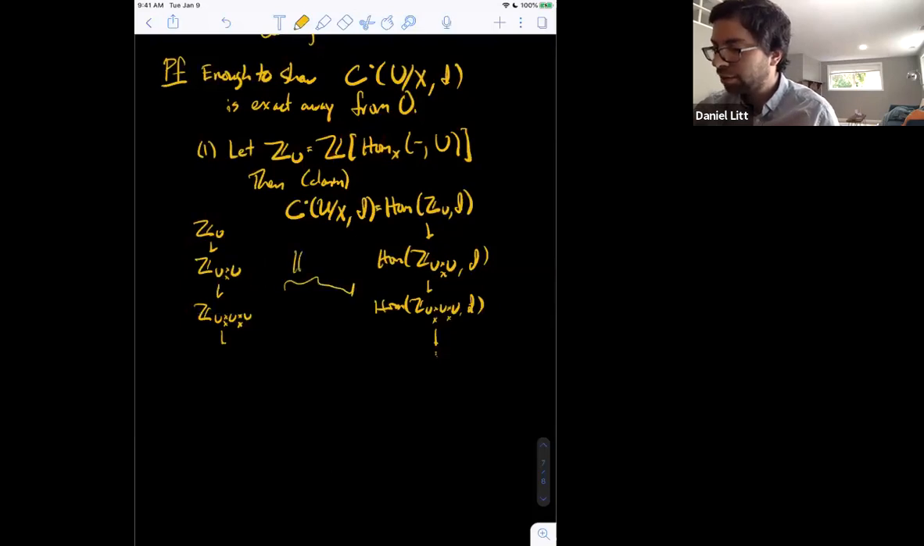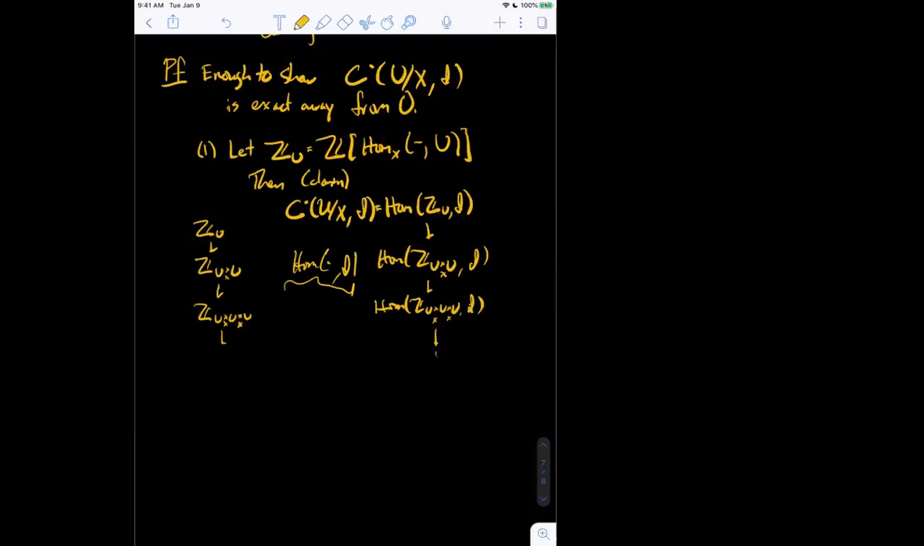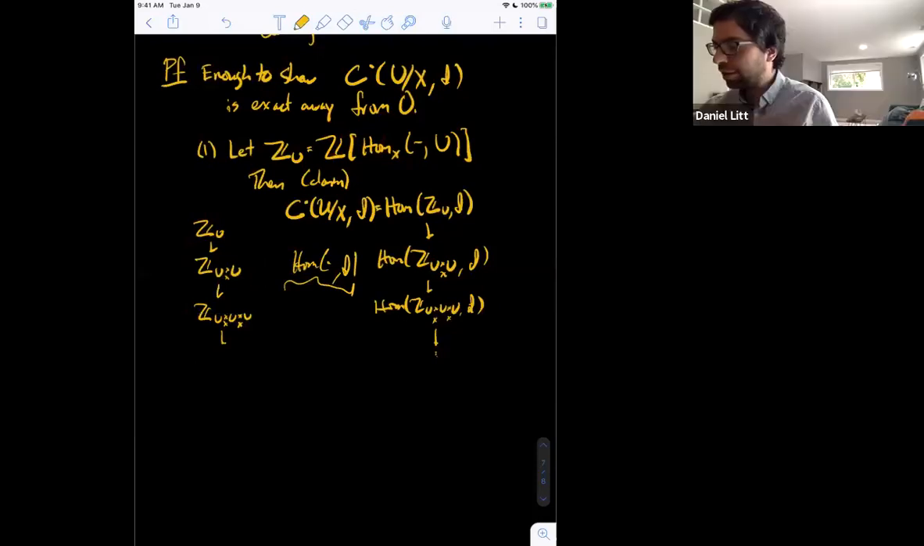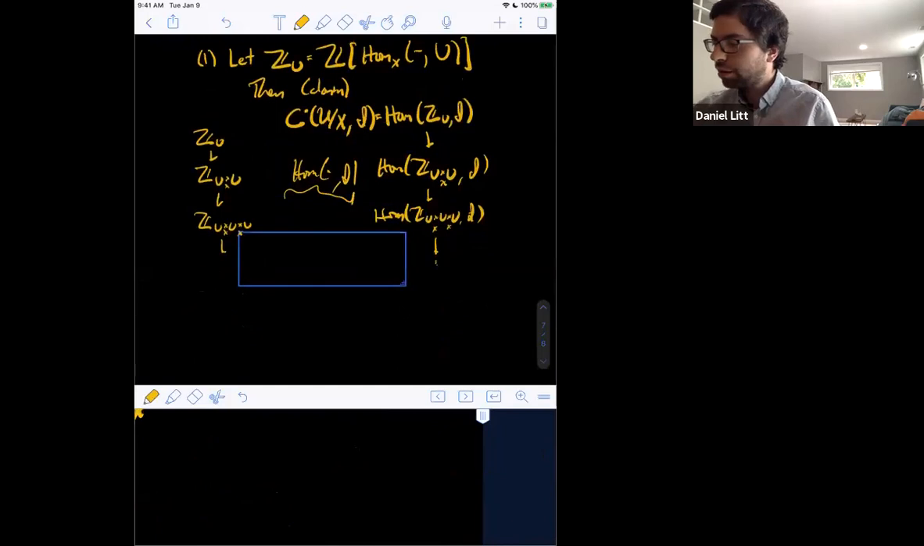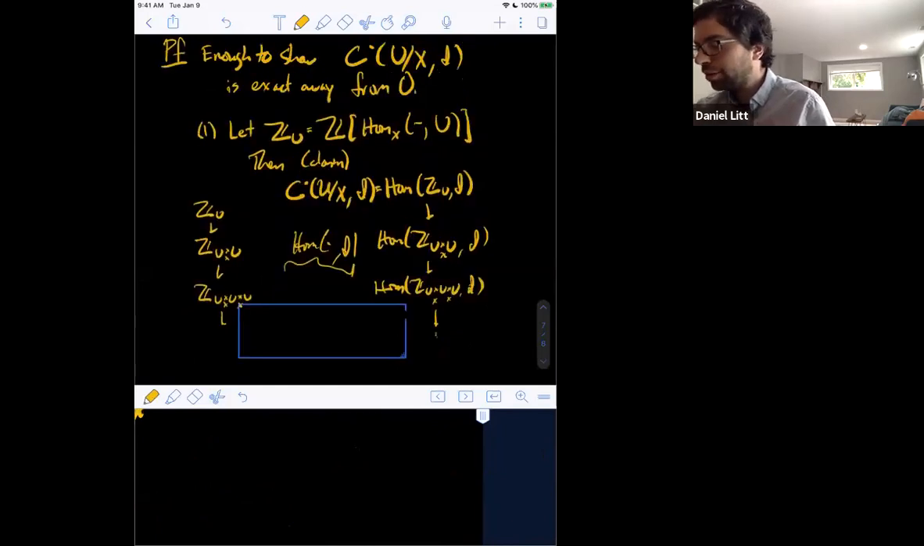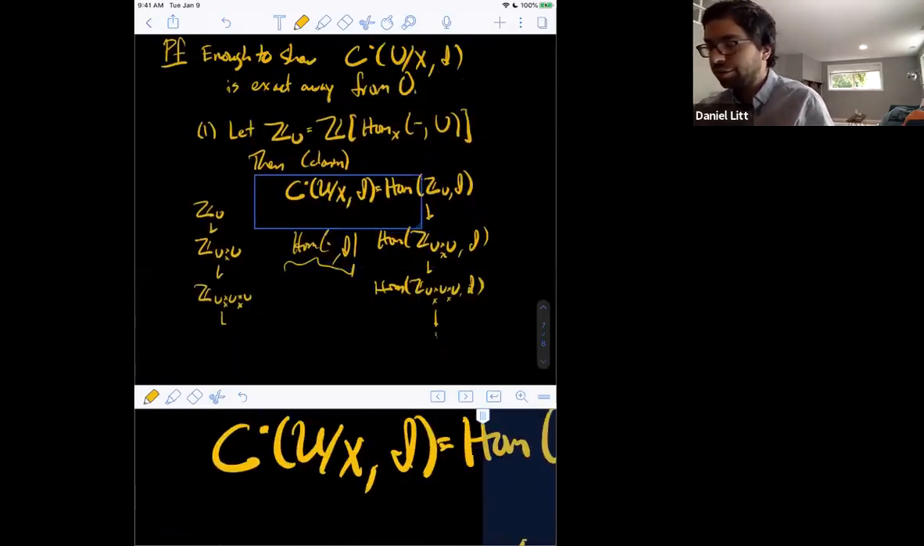We're applying Hom into I. Is this just Yoneda's lemma? Yeah, that's exactly right. It's basically Yoneda's lemma. So you can also just check by hand that these two complexes are isomorphic.